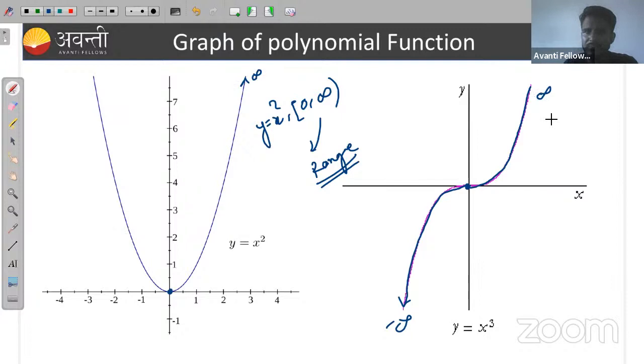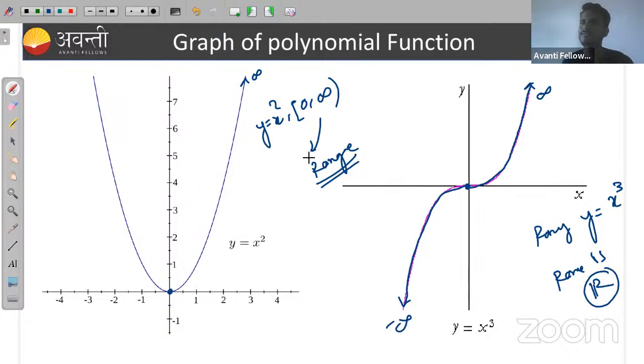Similarly, if I ask you y is equal to x cube, what will be the range? You can see that the graph extends up to infinity, and downwards moving towards minus infinity as well. So the range will be the entire R. So for different functions, the range is different. This is a polynomial function, this is also a polynomial function. We just took the simpler versions, only x square and x cube. You can see the difference.